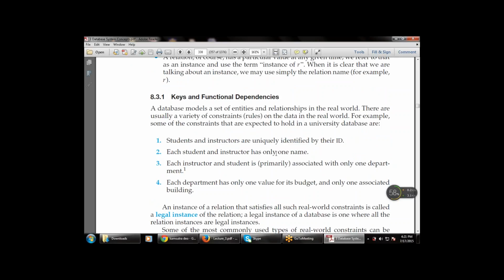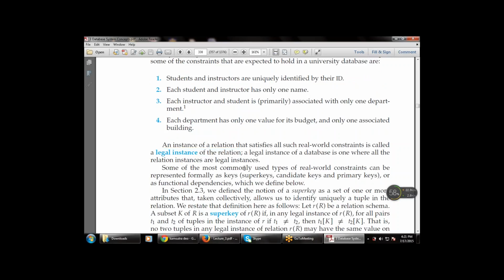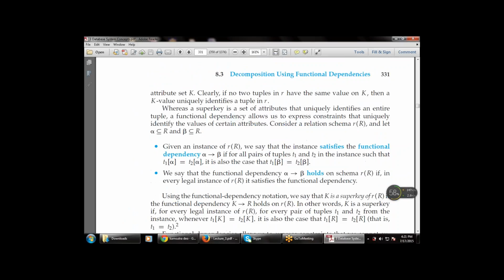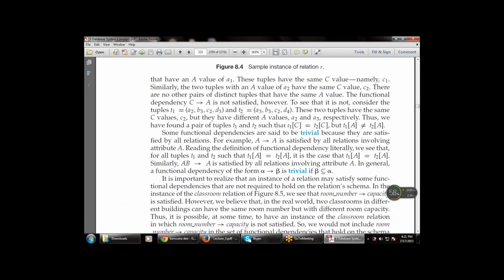Students and instructors are uniquely identified by their ID. So if I use the ID, the student and the instructor are uniquely identified by their ID. Then every student and instructor has a unique name. Every instructor and student is associated with only one department. Each department has only one value for its budget and only one associated building. An instance of a relation that satisfies all such real-world constraints is known as a legal instance of a relation. Some of the most commonly used types of constraints are the super key and the normal key.